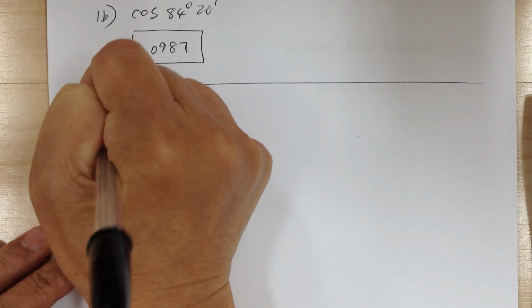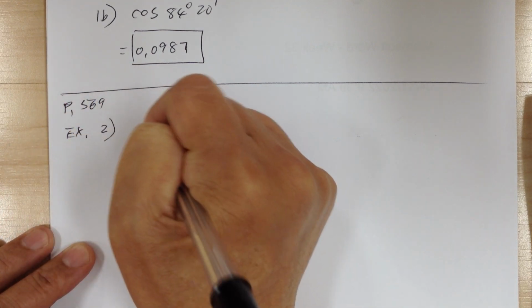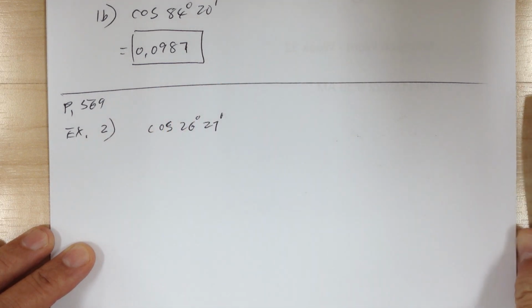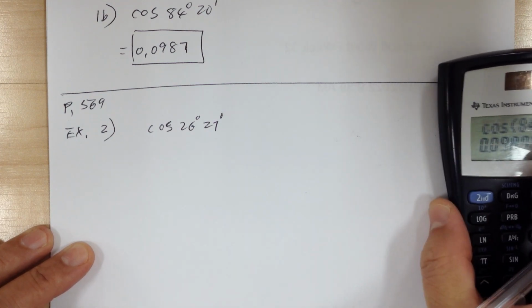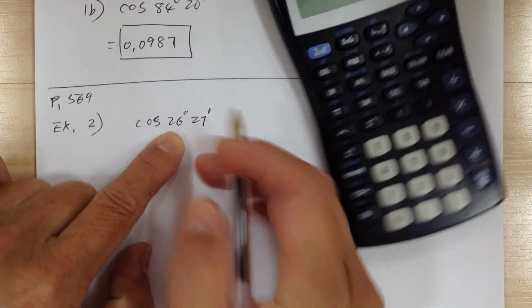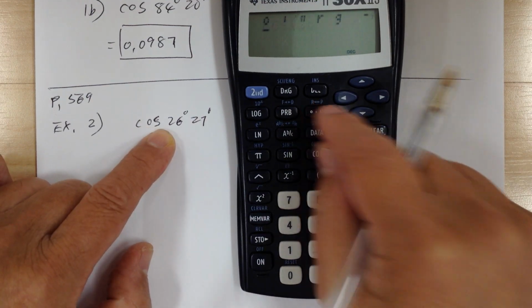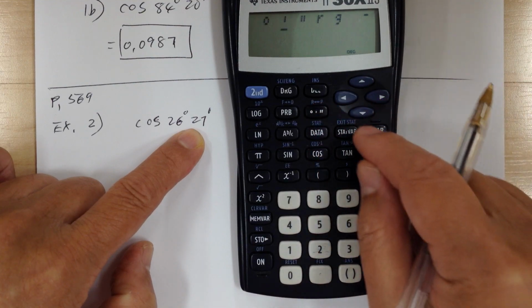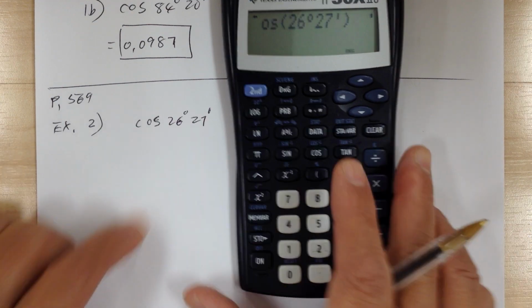On page 569, example 2, you're looking for cosine of 26 degrees, 27 minutes. So this is just like example 1, right? You can just go and get your calculator, and you just go cosine 26 degrees and 27 minutes, closing your parentheses and push equal.